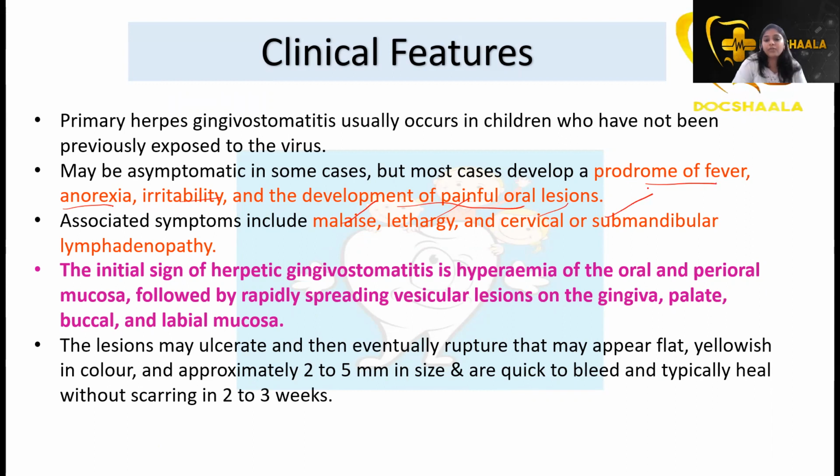Then the initial sign involves hyperemia of the oral and perioral mucosa. Hyperemia means increased temperature, followed by rapidly spreading vesicular lesions on gingiva, palate, and buccal and labial mucosa. Okay, gingiva, palate, and buccal and labial mucosa. So how do the lesions look? They ulcerate and then eventually rupture and appear as flat, yellowish in color, approximately 2 to 5 mm in size. Okay, and they are quick to bleed and typically heal without scarring in 2 to 3 weeks. So this is a very common lesion that we see.